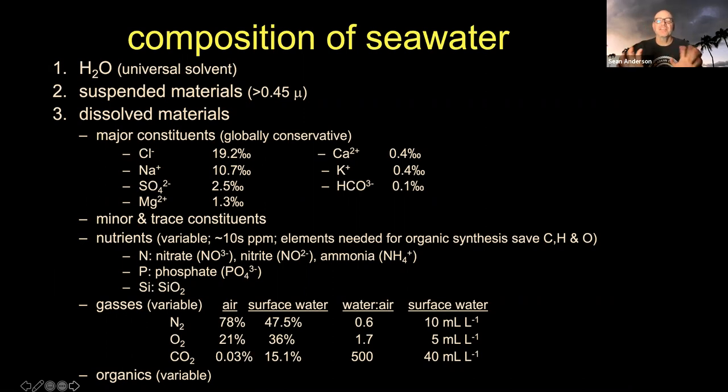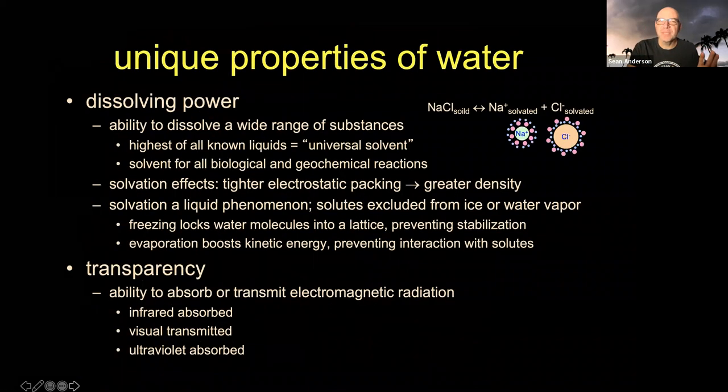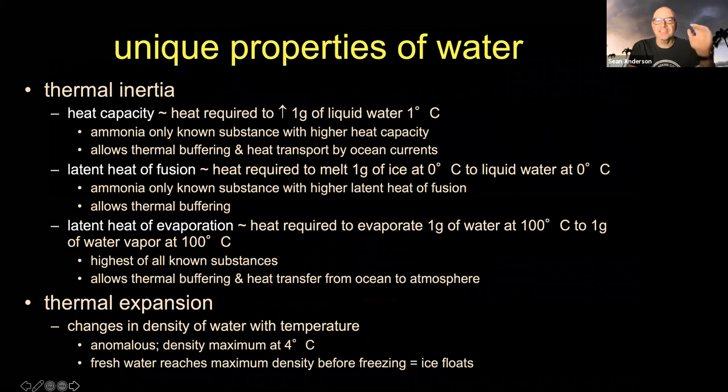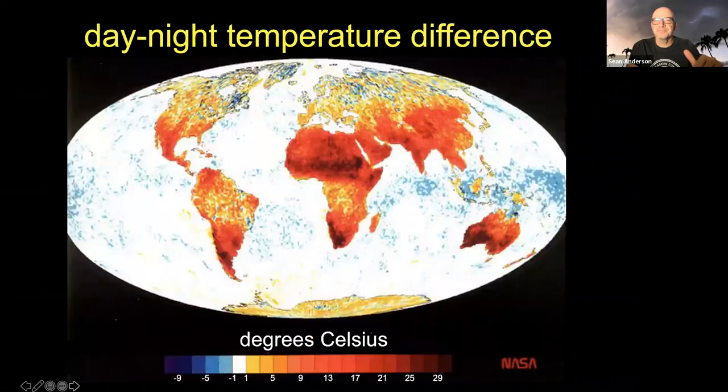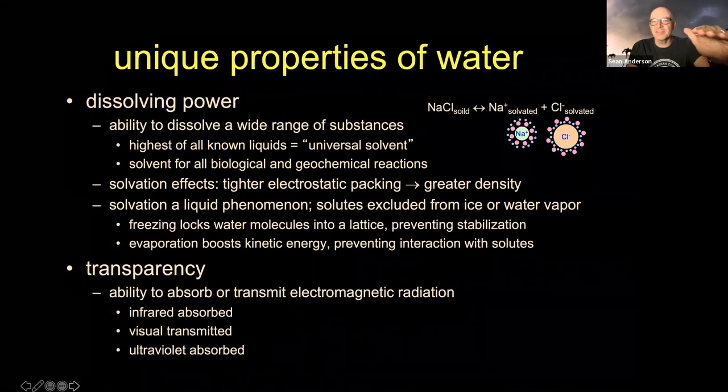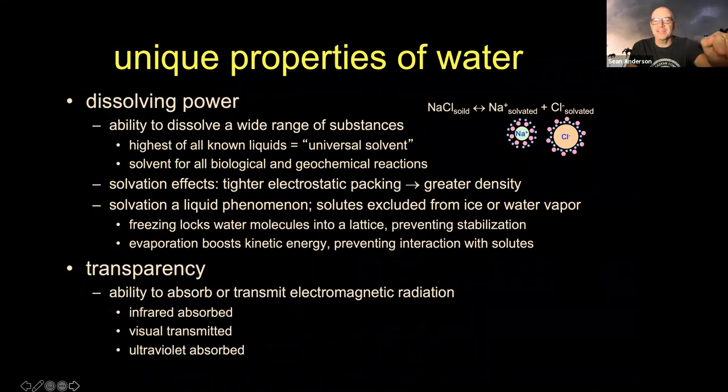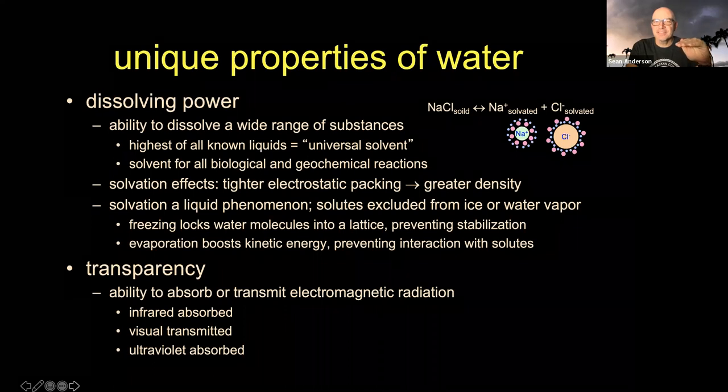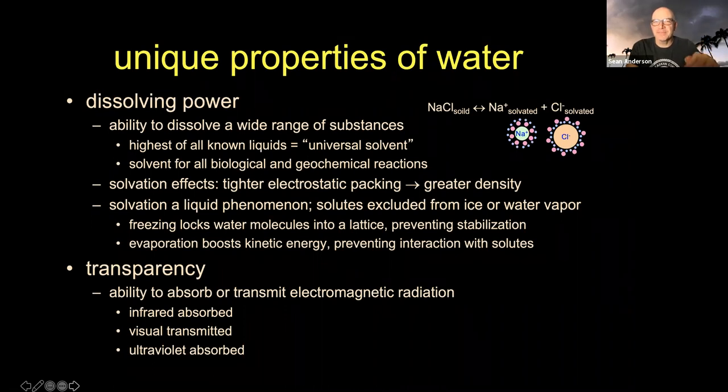Actually, let me pause. I've just gone through a bunch of things. Those make sense, you guys? So again, the key things are thermal inertia, thermal expansion, which makes ice float, the universal solvent aspect of it, and its selective ability to allow electromagnetic radiation to go through. Are we good on that? Anybody have any questions about that, or anybody wondering anything about those aspects of water, those properties of water?